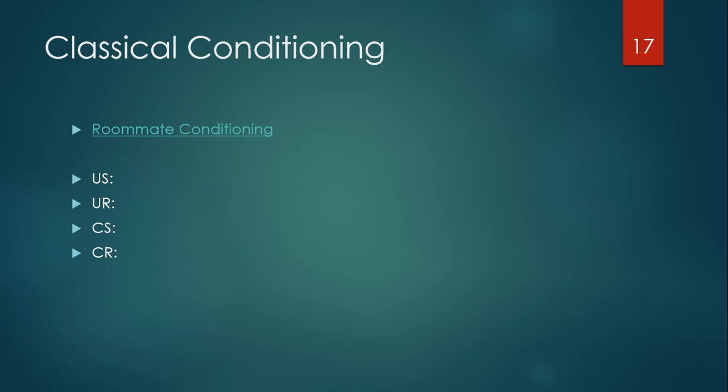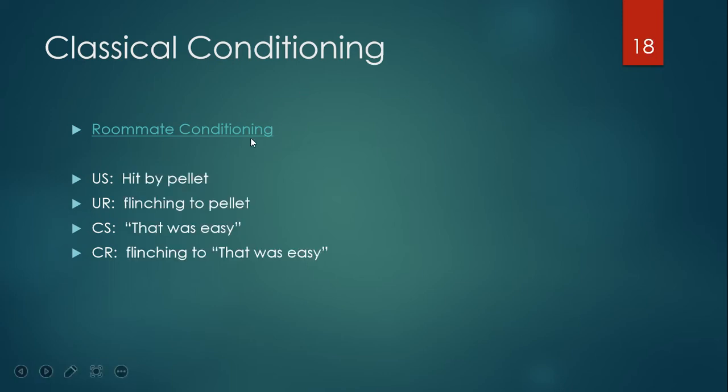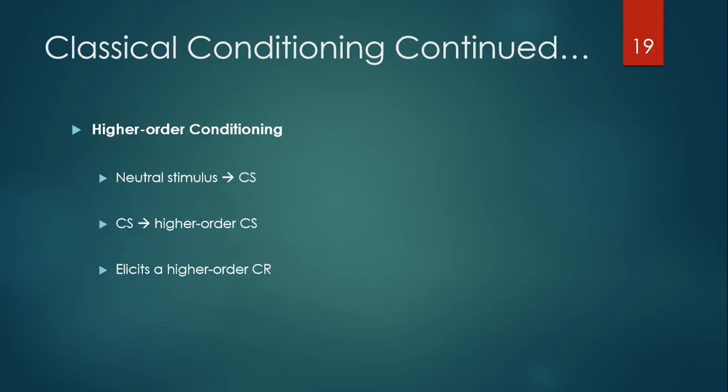So, quick little recap here. Our unconditioned stimulus is getting hit by the pellet. Our reflex, our unconditioned response, is flinching when we're hit by the pellet. And our conditioned stimulus, the thing that we learn to associate with the unconditioned stimulus, is the "that was easy" sound effect. And our conditioned response is flinching every time we hear "that was easy." All right, hopefully this is making a little more sense after these examples here.